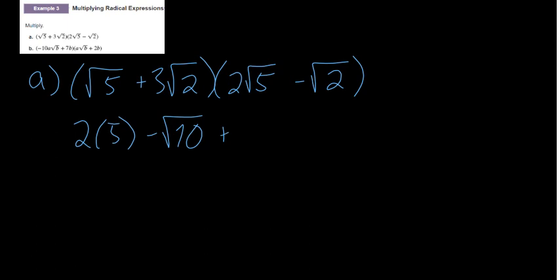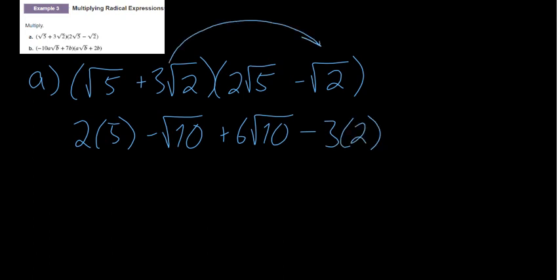And then plus 6 on the square root of 10. Then we're going to have minus 3 times just 2, because again, it's going to be 3 on the square root of 2 times the square root of 2. Well, now if we clean that up, we're going to have 10.